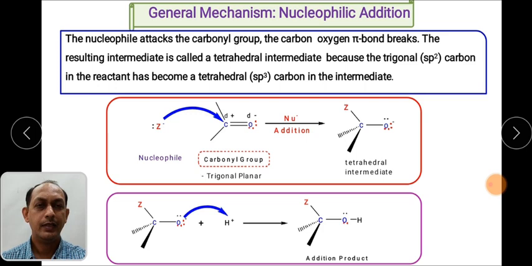During this addition, the initial trigonal planar arrangement, by the attack of the nucleophilic compound, gets converted into a tetrahedral intermediate, where the incoming nucleophile gets added to the carbonyl carbon. Then this alkoxy intermediate which is formed gets protonated either by the solvent or by the addition of acid, and forms addition products. So this is the general mechanism we have seen, where the sp2 carbon gets converted into sp3.